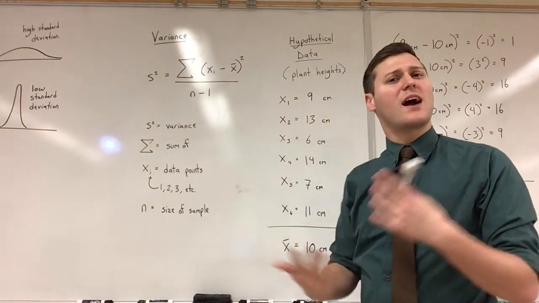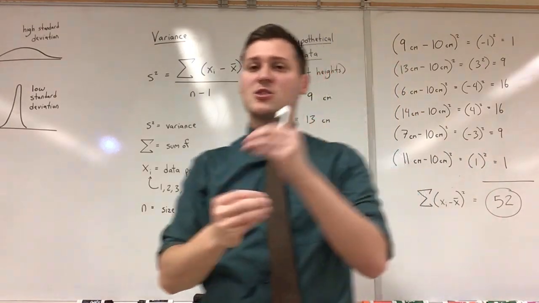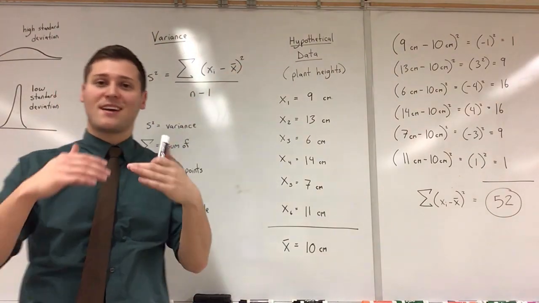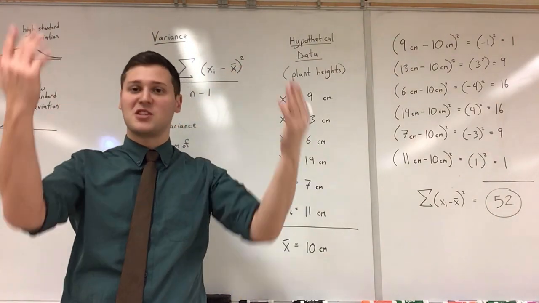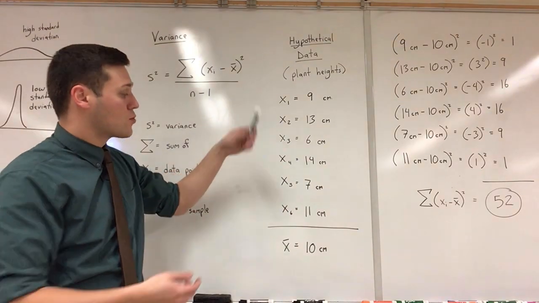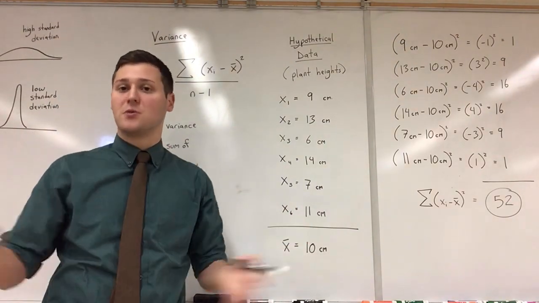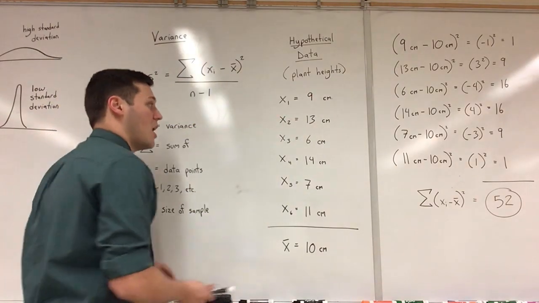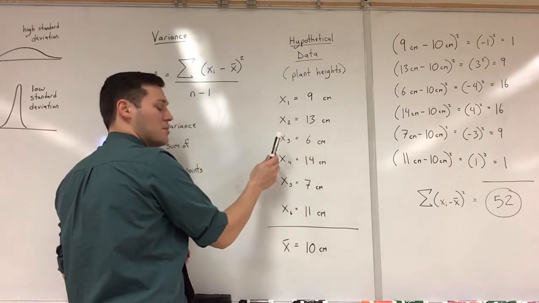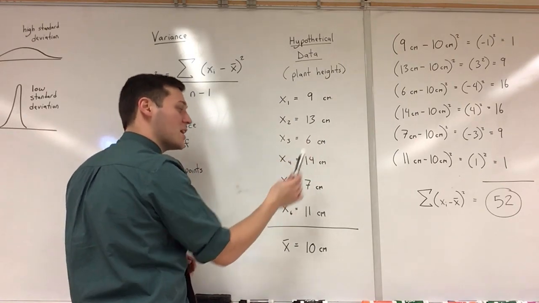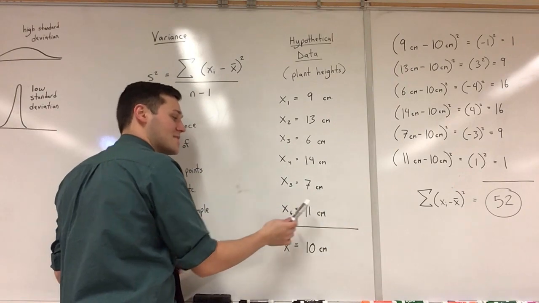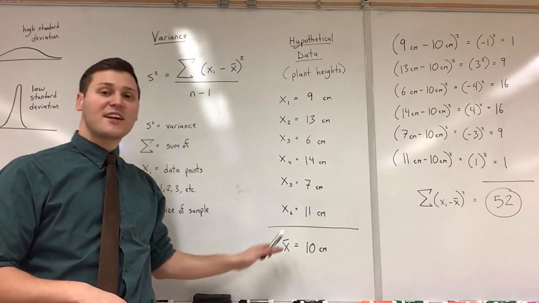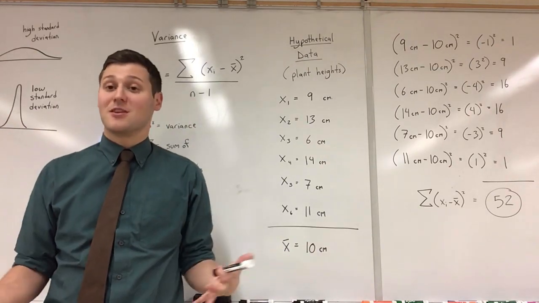I know that might seem kind of complicated, but let's do it with an example, and maybe it'll make more sense. So suppose you were collecting some species of plant, and you grew a total of 6 plants in a controlled environment. Plant 1 grew to about 9 centimeters, plant 2 grew to about 13, plant 3 to 6, plant 4 to 14, plant 5 to 7, and plant 6 to 11 centimeters. So if you were to average all this together, your x bar would equal about 10 centimeters.